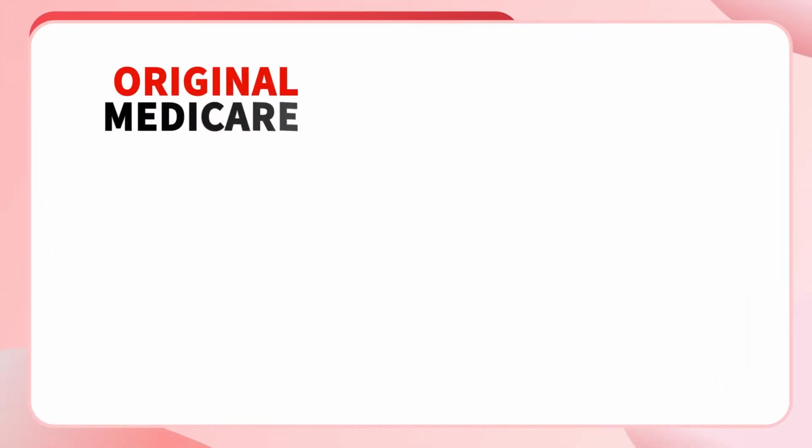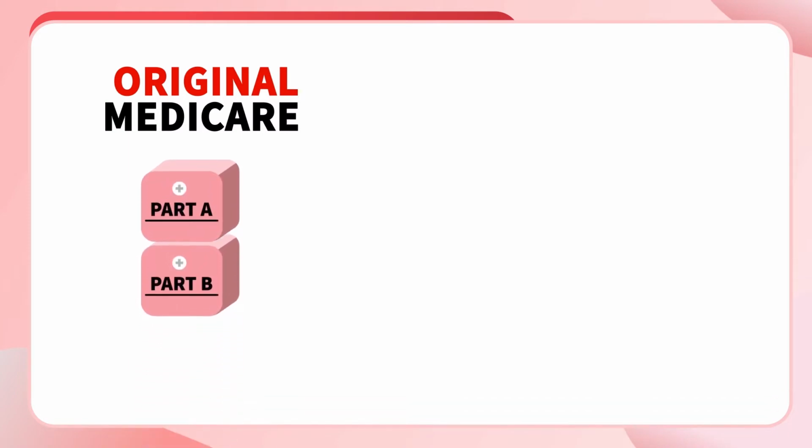You can think of Medicare as being made up of four building blocks to cover different aspects of medical care. The first two blocks are Parts A and B, also called Original Medicare. It's managed through the federal government.